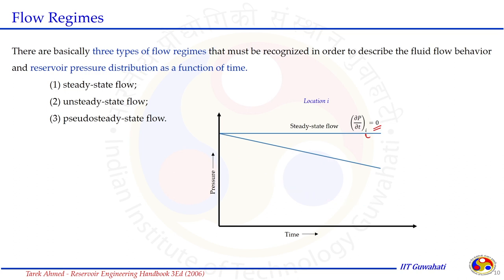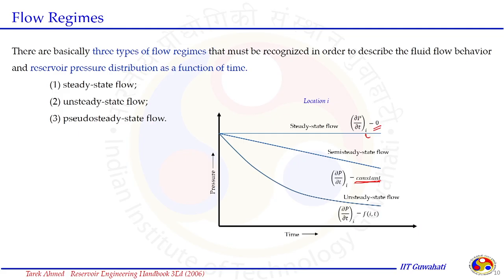When the pressure with respect to time is changing, but changing at a constant rate, that situation is called the semi-steady state or the pseudo-steady state condition. The third condition is where the pressure is changing with respect to time at a particular location I non-linearly, and it is changing with respect to location also and time also. That situation is called the unsteady state flow condition.